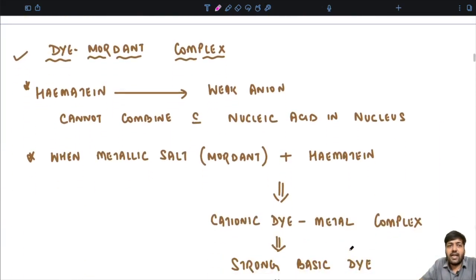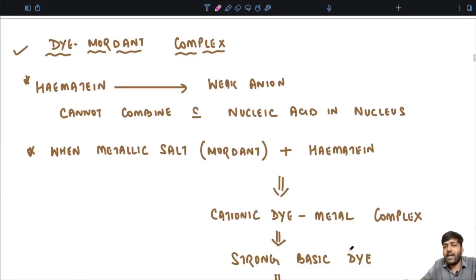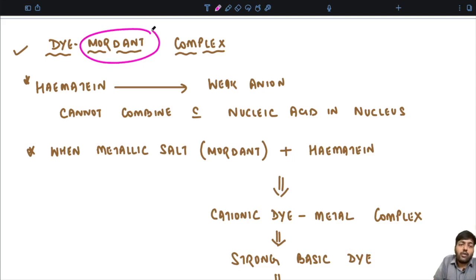Now we will understand the concept of the dimordant complex. As I have already explained to every one of you, hematoxylin by itself is a very weak dye. It cannot act as a very good dye. So you have to add a mordant to this particular dye so as to increase the staining capacity of hematoxylin.